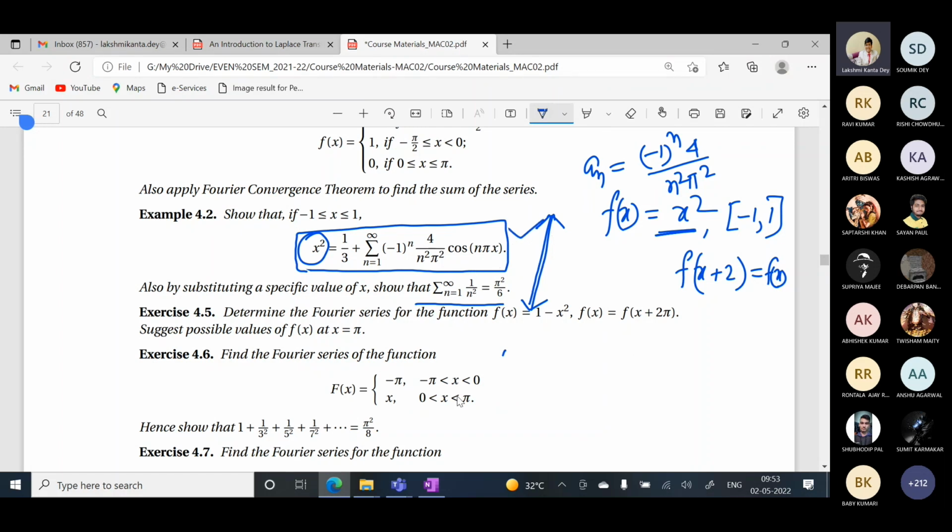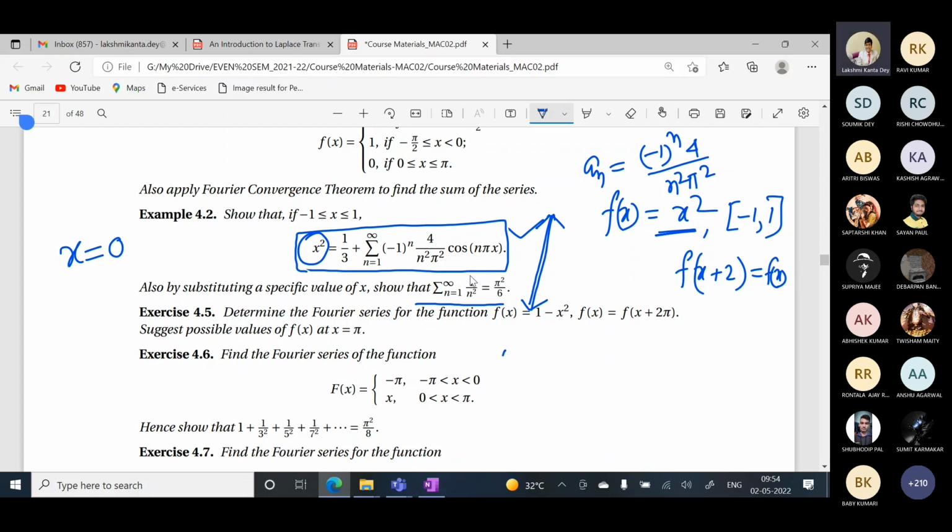The next part is that we have to give the proof that summation 1 by n square equals pi square by 6. Now, 1 by n square is coming. So cos n pi x equals 0, sorry, it has to be 1. For what value of x? For x equal to 0. If we put x equal to 0, then also the series has to converge, because it is convergent for all the values of x.